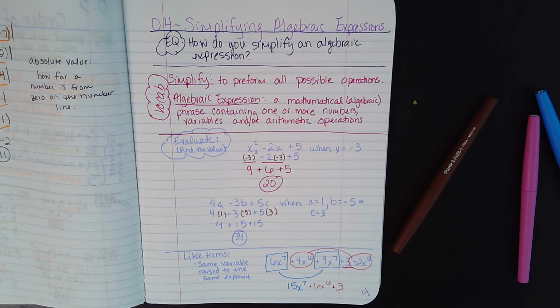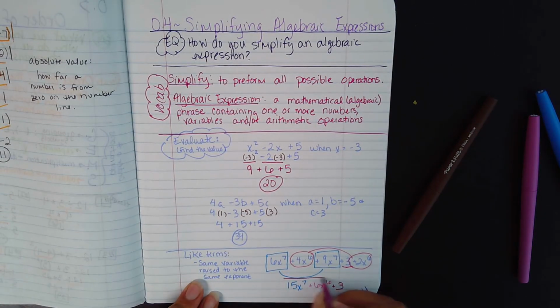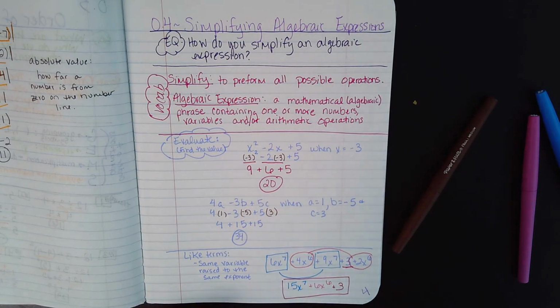Now, once again, remember, simplifying means to perform all possible operations. So as I look through this, I see that I have no other x to the 7th, I have no other x to the 6th, and I have no other constants. So at that point, that is simplified. And since I don't know the value of x, this is as far as I can take it.